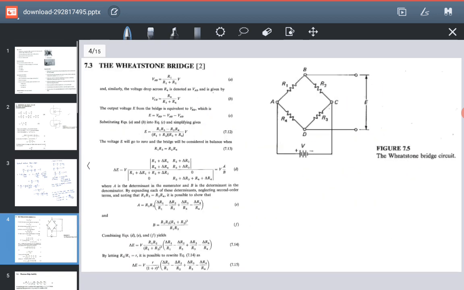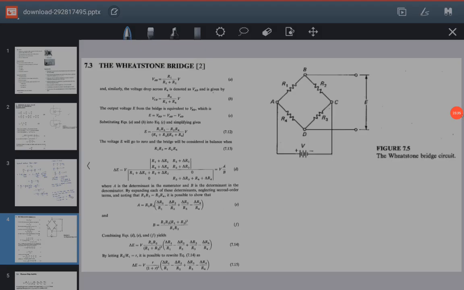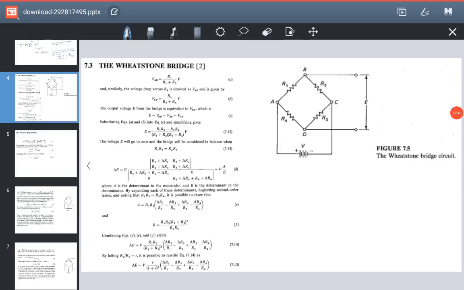Okay. Now we are going to start the Wheatstone bridge. Now we are going to study the Wheatstone bridge. The principle behind the Wheatstone bridge is that if E equals 0, the Wheatstone bridge will be in a balanced state. It means that there is no strain produced.